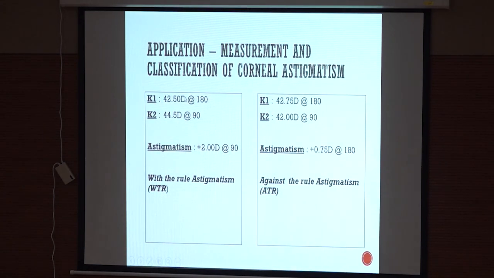As you can see in this example, the difference between the keratometry readings would give you the astigmatism. In the first example, you see that the steeper meridian is lying along the 90-degree axis. So here, the type of astigmatism would be with the rule astigmatism. While in the second example, you see the steeper meridian is along the 180-degree axis. That would mean that your horizontal meridian is steeper as compared to the vertical meridian, and that would make it an against the rule type of astigmatism.